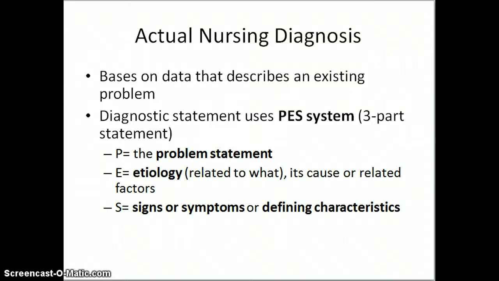Our P stands for the problem statement. The E is etiology, or what's related to it, and then the signs and symptoms are very specific for that patient, and that's where we get those from doing an assessment. An example would be pain related to surgery for a gallbladder removal, or a cholecystectomy, as evidenced by wincing, abdominal guarding, and stating a pain of 5 out of 10.